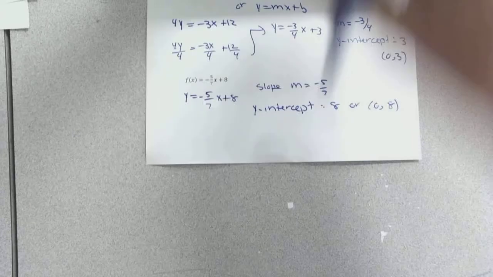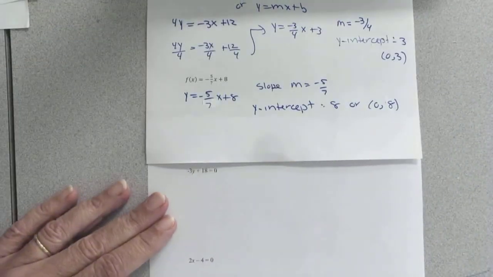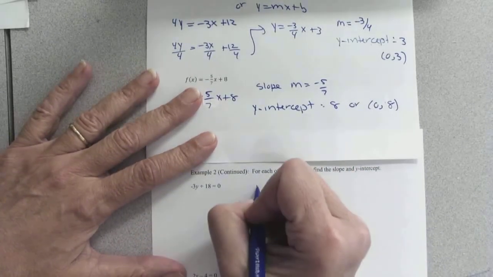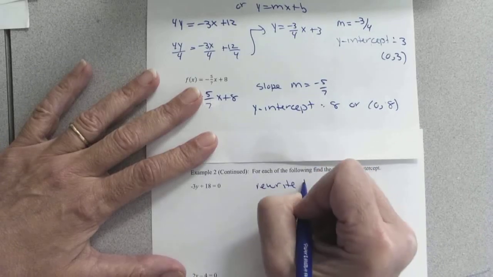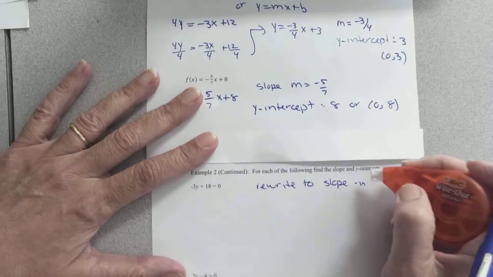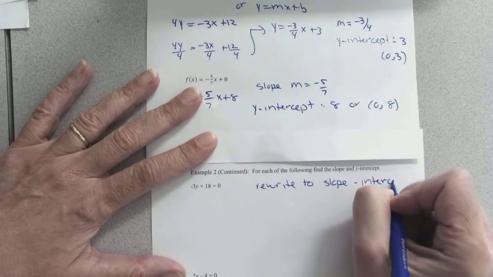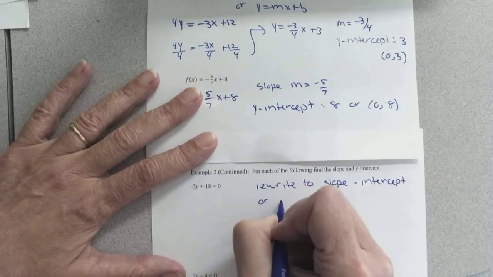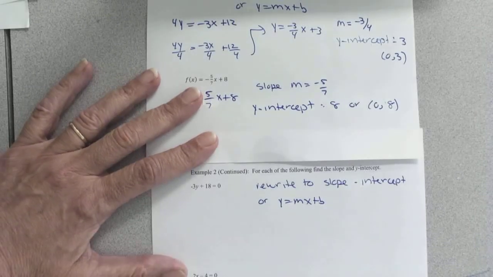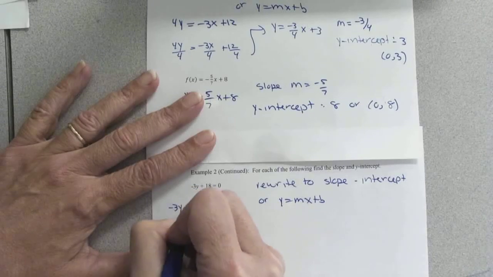Okay, doing some more here. Same instructions, find the slope and y-intercept. Now this one I could rewrite to slope-intercept. Whenever my instructions are pretty much find the slope and intercept, you're going to want to rewrite to mx plus b, and then use what we know: the slope is m, the y-intercept is b. So I can do that.